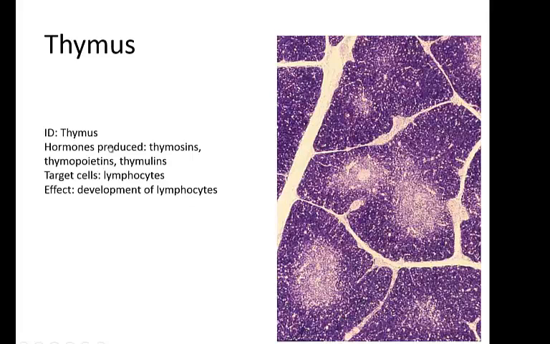And for our thymus, you can pick which hormone you want to use. You can say thymosins, thymopoietins, or thymulins. The thymulins are the more important ones when it comes to this. But the target cell of the hormones being produced will be the lymphocytes. And what it does is it helps with the development of the lymphocytes. So the thymus is all about lymphocytes. That was a quick slide.